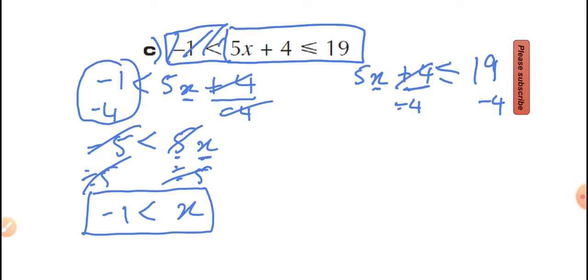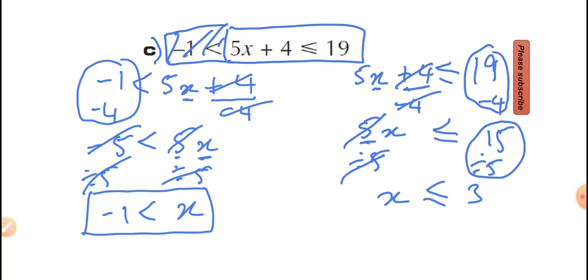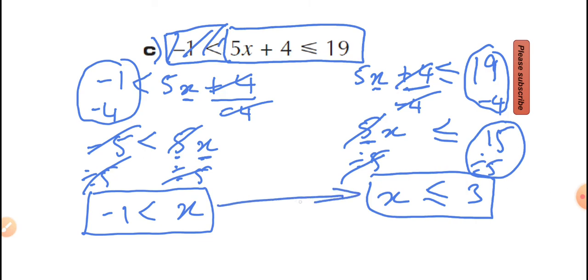So on the left hand side, the plus 4 and the minus 4 cancel out, leaving me just 5x. And on the right hand side, 19 take away 4 is 15, and just copy the sign down. Now to get the x on its own, I have to get rid of this times 5. So I have to divide by 5 on the left, and I have to divide by 5 on the right. So the times 5 and divide 5 cancel out, leaving just x, and 15 divided by 5 is just 3. So now we know x has to be equal to or less than 3 is the answer to the second part of the equation. But now we have to merge these two bits.